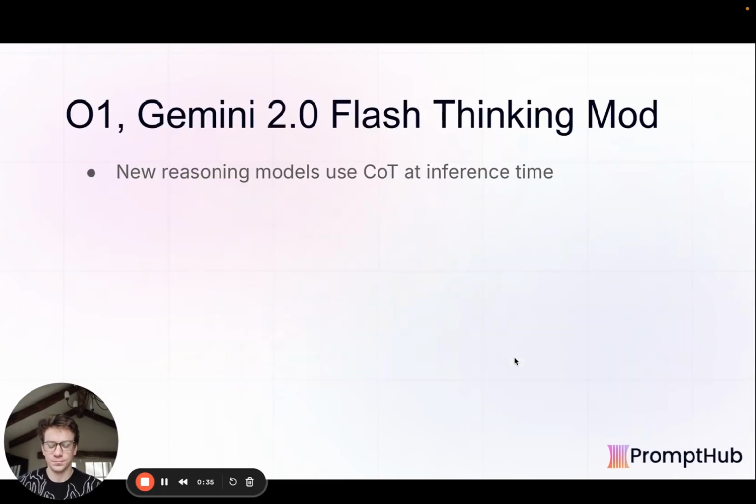And so, as we've seen with more recent models from OpenAI and Gemini Flash 2.0's thinking mode, which came out in the past couple of weeks, there's this push to these new reasoning models that do chain of thought reasoning at inference time. Before, we were doing this via prompt engineering. Now it's looking like that's going to be baked into at least some models that already exist, and so maybe going forward into the future.